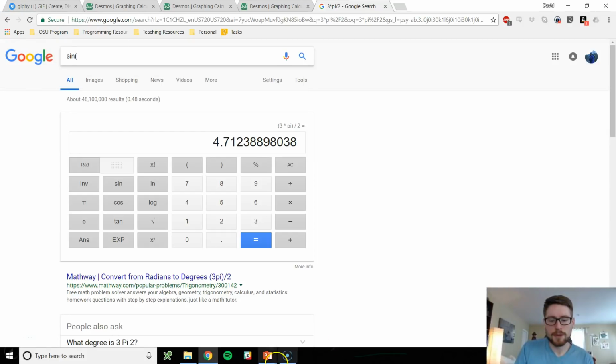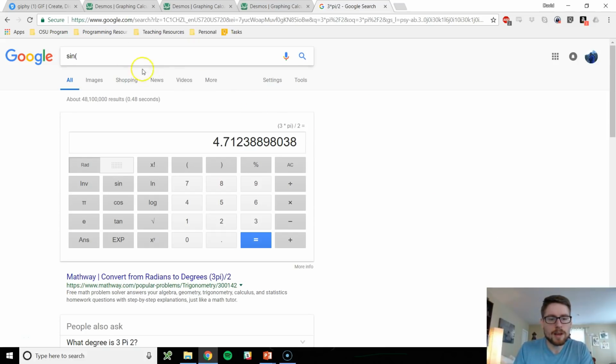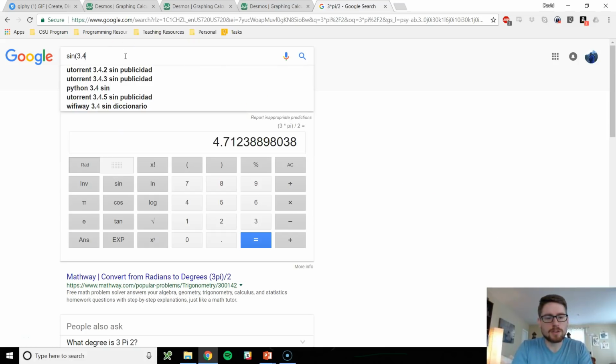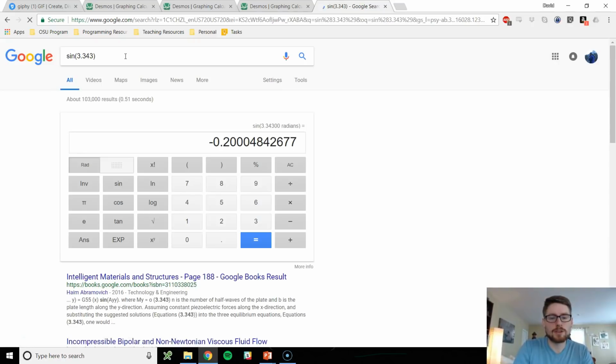So we're going to compute the sine of, oops, what was it? Sine of 3.343. See that is in fact equal to, what were we trying to show? Oh, negative 0.2. So this should be about negative 0.2. And boom, there we go. And again, we would get closer and closer to negative 0.2 the more digits we added on here.